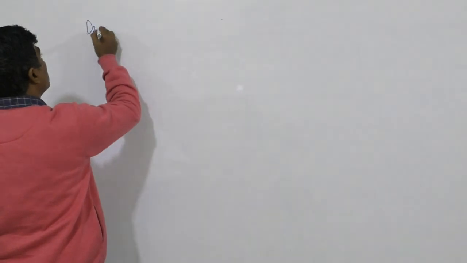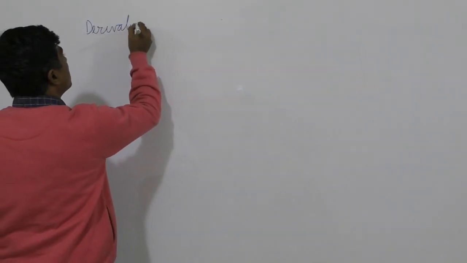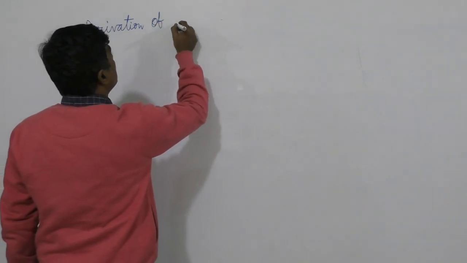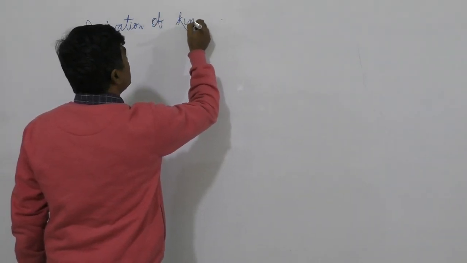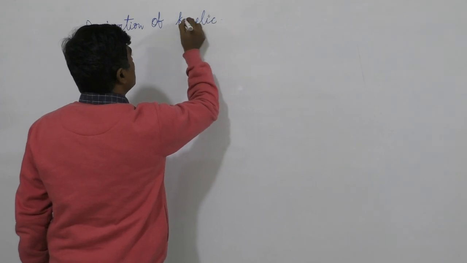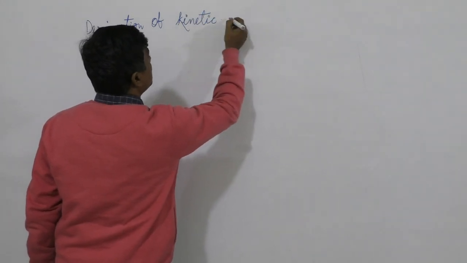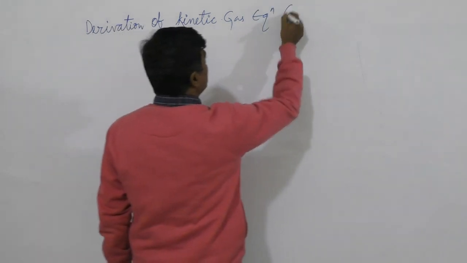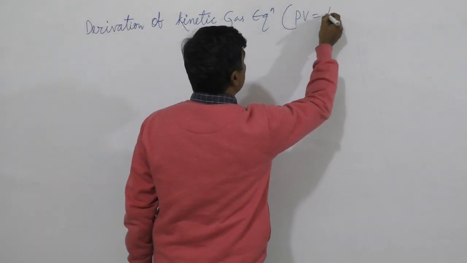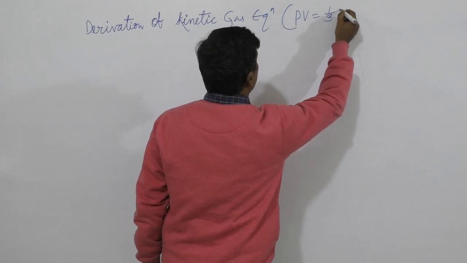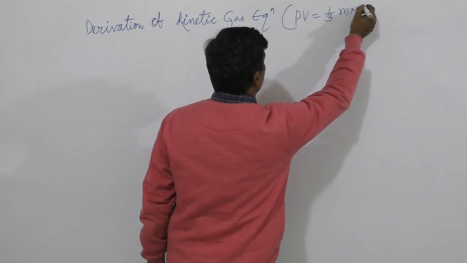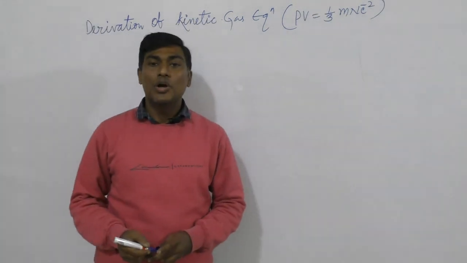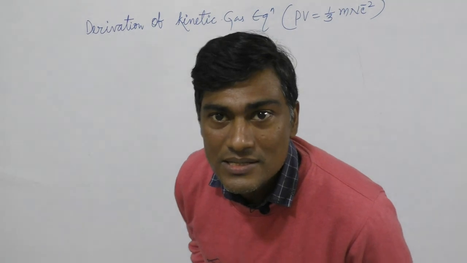Derivation of the kinetic gas equation, that is PV is equal to 1 by 3 mn c square. Right? PV is equal to 1 by 3 mn c square.